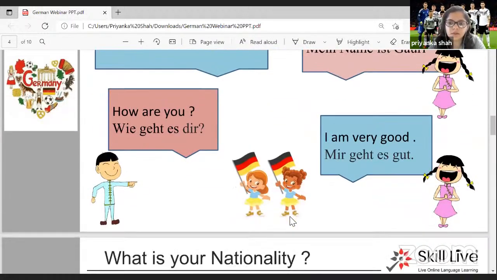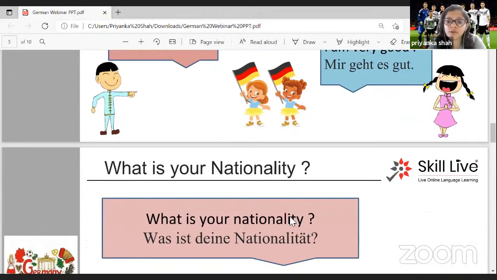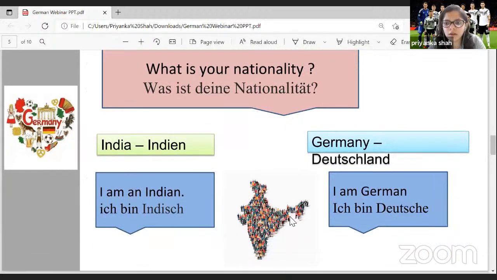Okay. So at least now you know how to introduce yourself, like what is your name? Okay. Let us see how to say what is your nationality. What is our nationality? The country where you live in. So we live in India. So our nationality is Indian. Okay. So how do we ask someone what is your nationality? We say, was ist deine Nationalität? Was ist deine Nationalität?